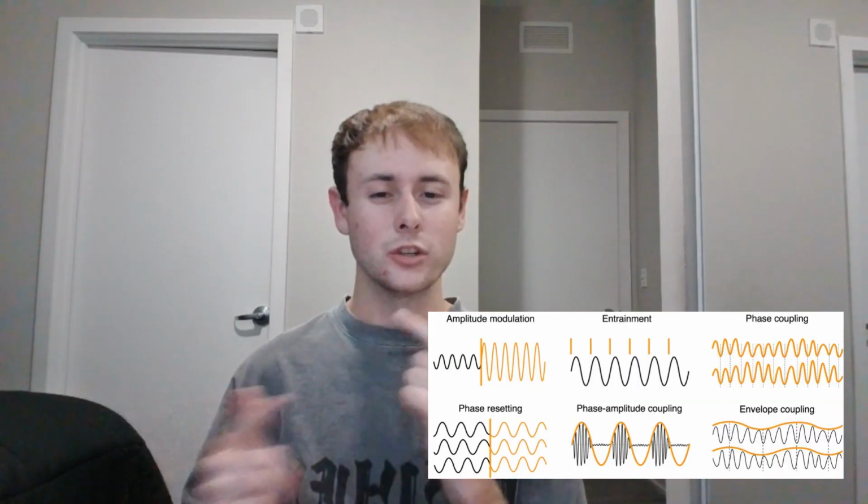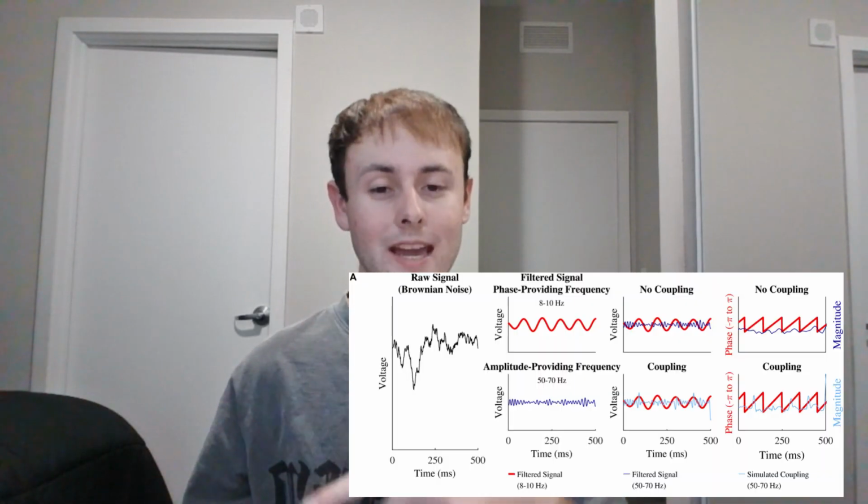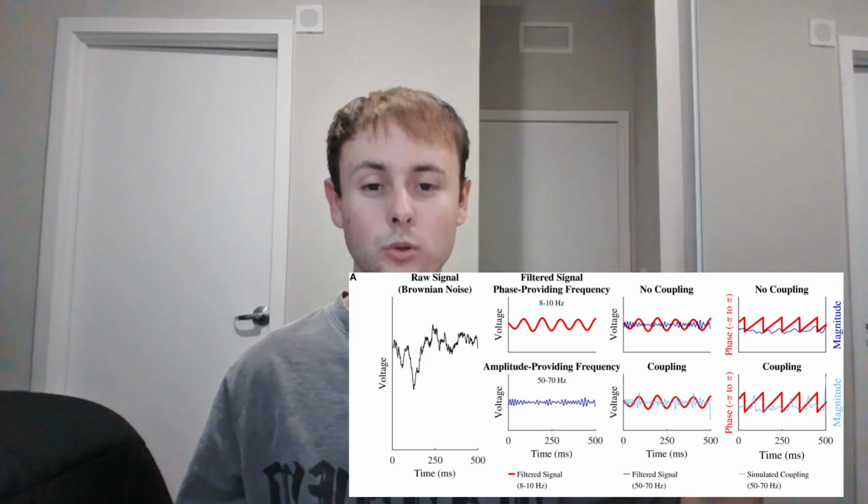Scientists have noticed that some brain rhythms will actually control other brain rhythms. One way we can measure this is with phase amplitude coupling. Phase amplitude coupling is the phase of one wave governing the amplitude of another wave. So let's talk about how we can measure that in Matlab.